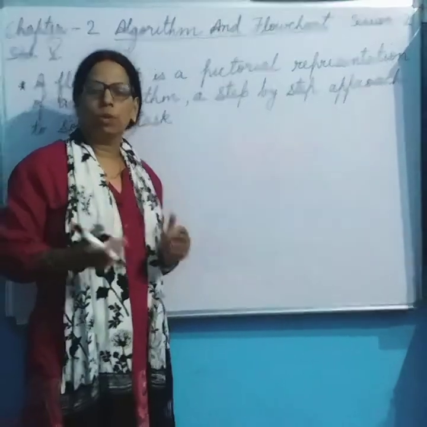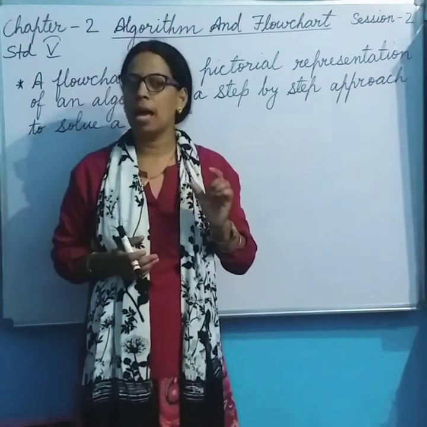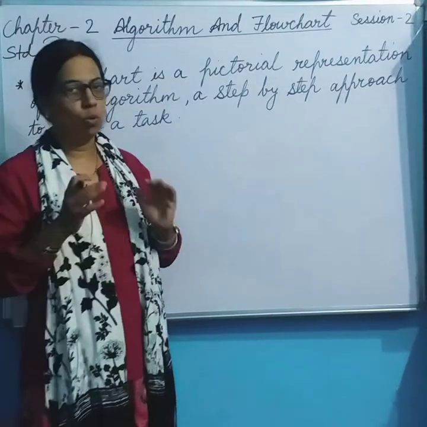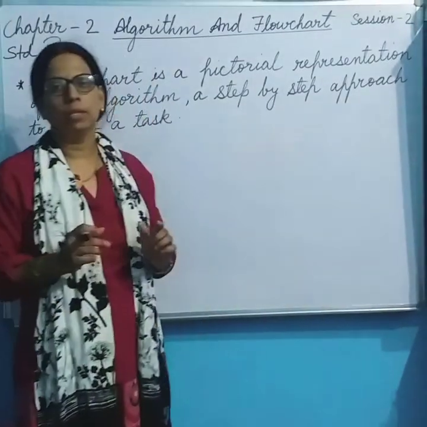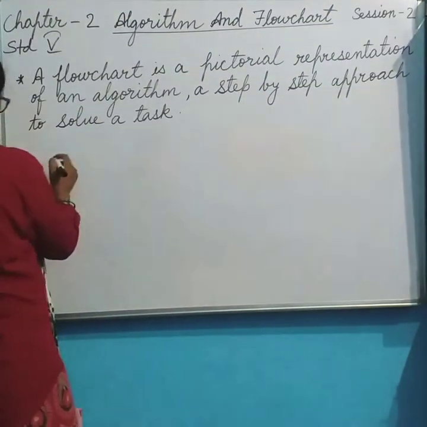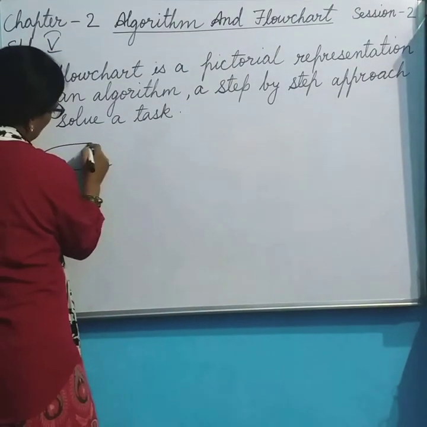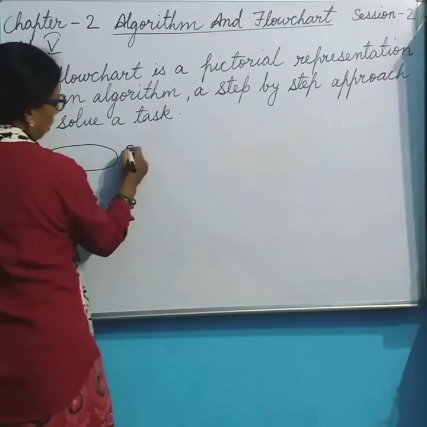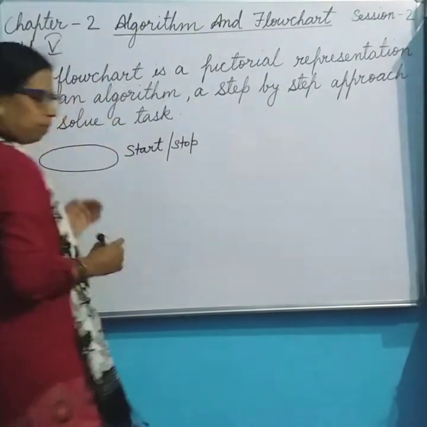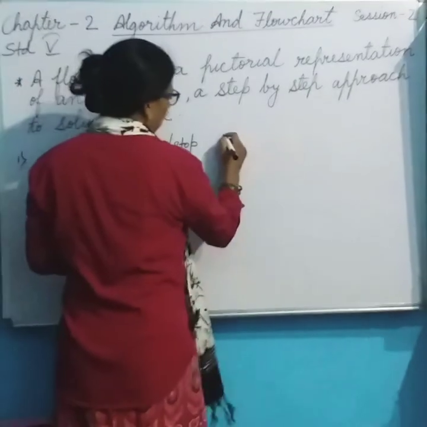But now what is this pictorial form? Is it any picture form? No, there are certain specific symbols and pictures which we use while drawing a flowchart. Let us discuss those symbols in which we represent the flowchart. At the very first, there is an oval shaped box, and this box is used for the start or stop box.